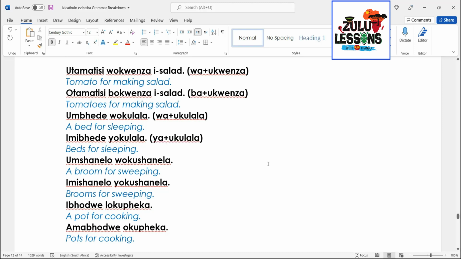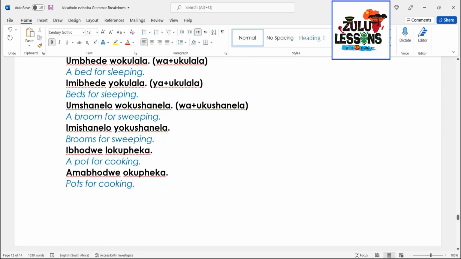And then let's say a broom, umshanelo. Umshanelo is a broom. Now, we want to say for sweeping. So, ukushanela is to sweep, so sweeping. So we then say umshanelo, the possessive pronoun is wa, and then we say ukushanela. So that is why we then have wokushanela. So I'm hoping you are getting this.